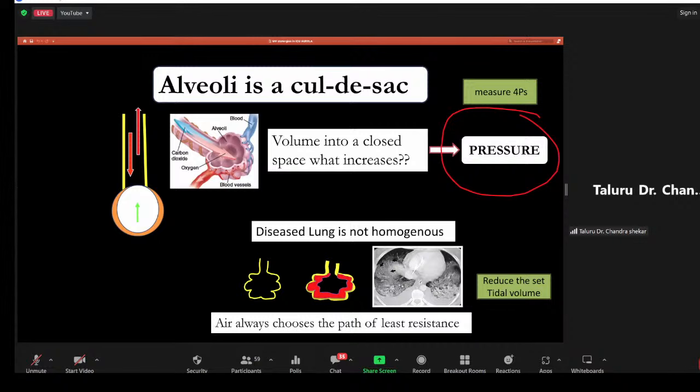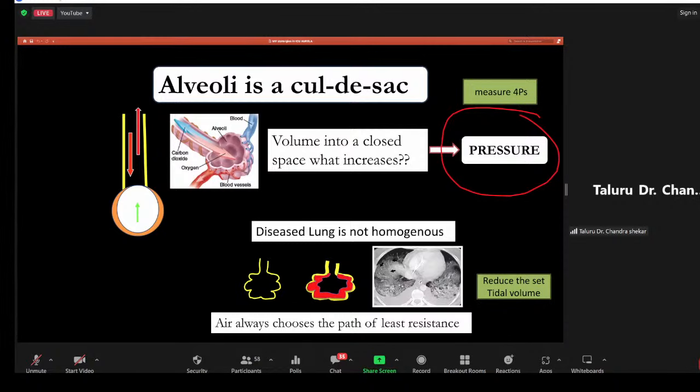The tidal volumes that we use are around 6 to 7 ml per kg. And as I said, alveoli is a cul-de-sac. When you put a volume into a closed space, what increases? Pressure increases. And there are four pressures. We call them the 4 P's. And I will tell you what the 4 P's are.